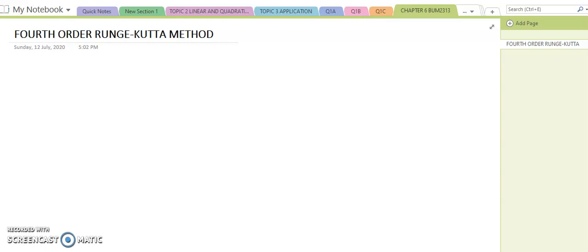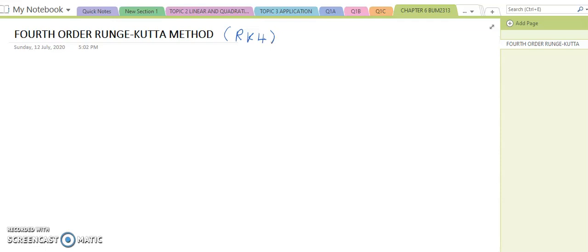In general, the Runge-Kutta method is a derivative-free method. It does not require the computation of higher order derivatives. For the sake of simplicity, I will call this method RK4.